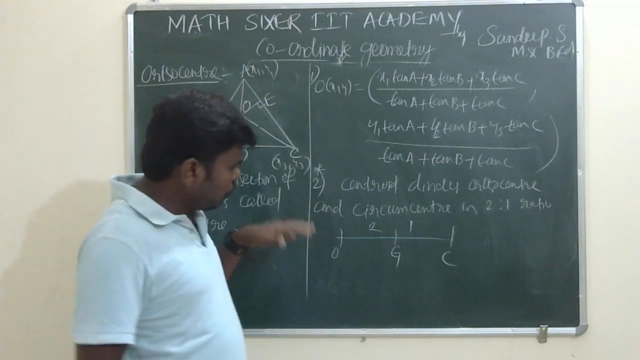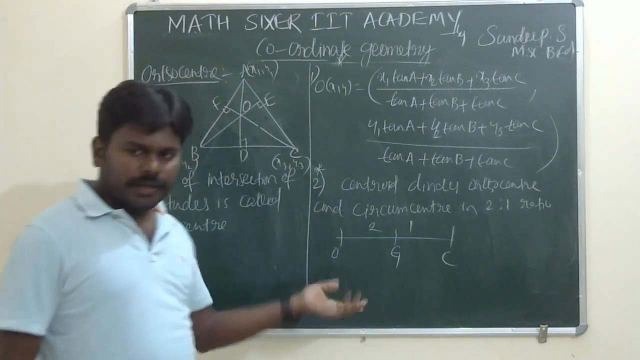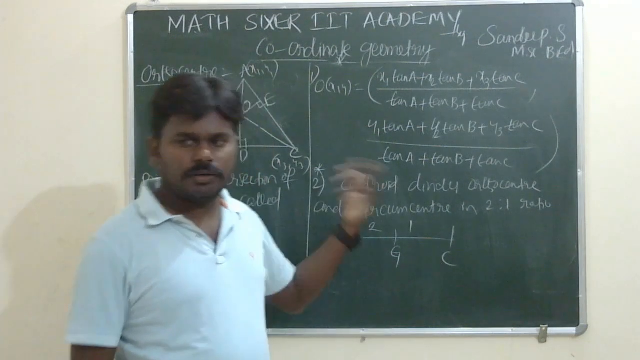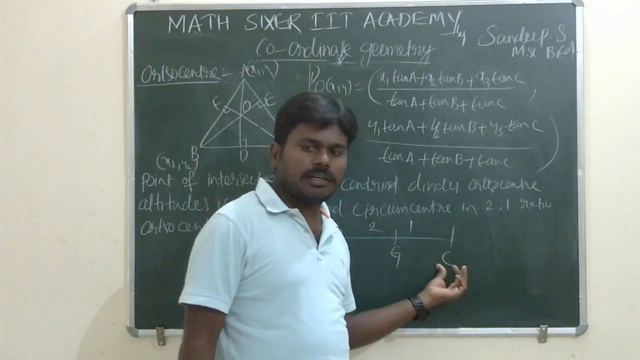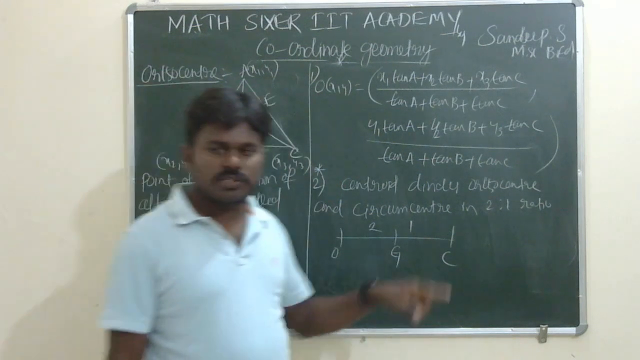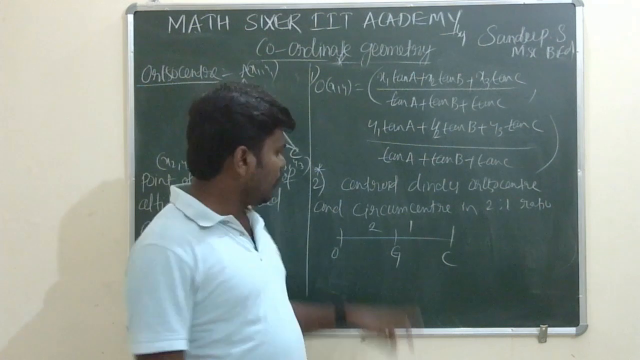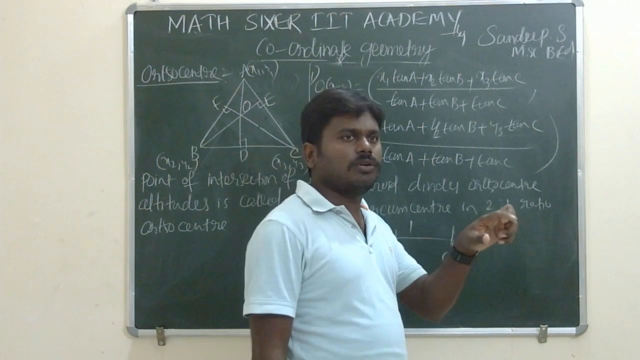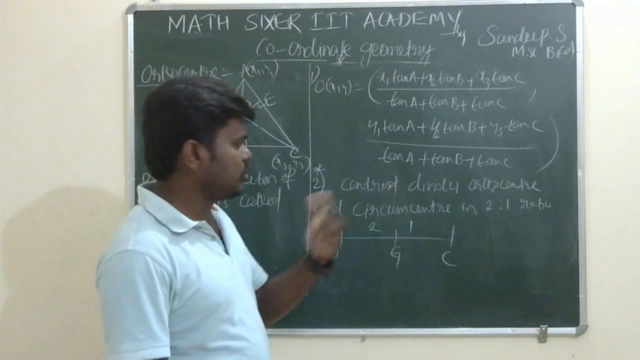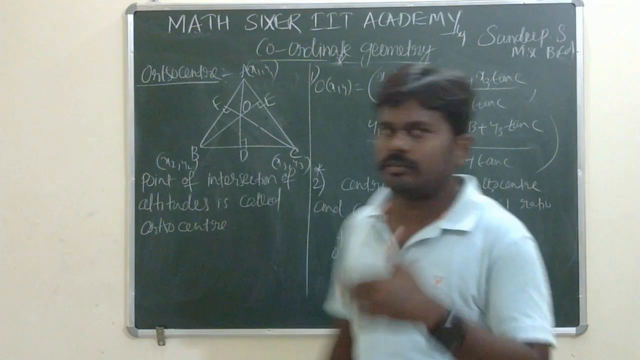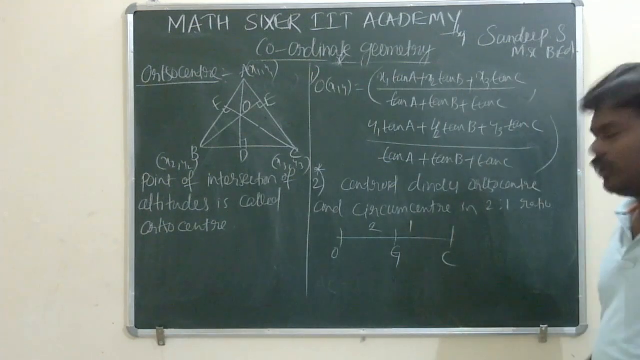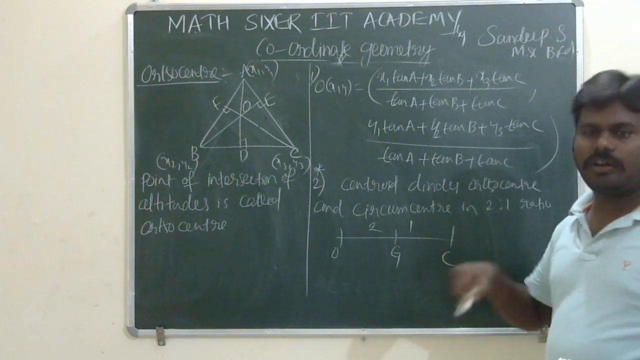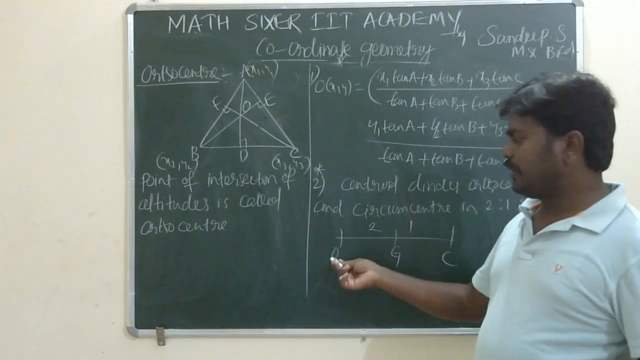So if you want to find the orthocenter, it is easy to find the circumcenter and the centroid. The circumcenter is the point equidistant from the vertices of the given triangle, and the centroid is found by adding all the x coordinates and dividing by 3, and likewise the y coordinates: x1 plus x2 plus x3 by 3 and y1 plus y2 plus y3 by 3. By that we can find G and C, and after applying the section formula there is a chance of getting O.